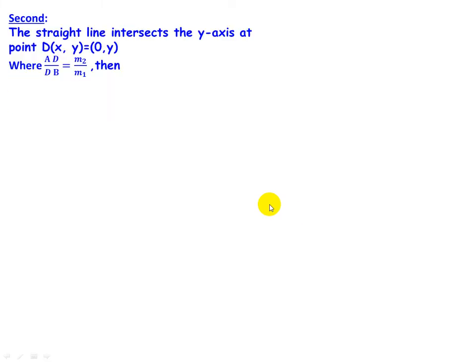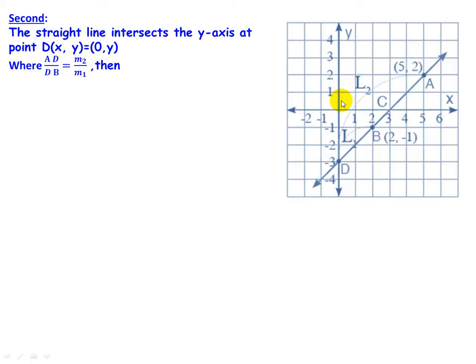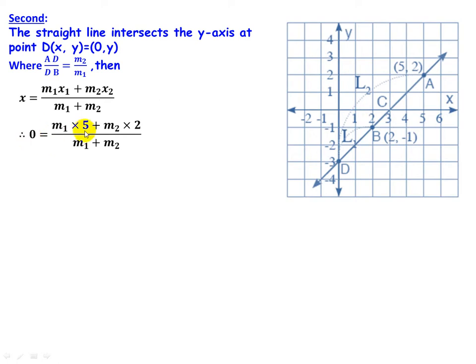Now we'll take the other point, which belongs to the y-axis, and as you know, any point belonging to the y-axis has x coordinate 0. So if the straight line intersects the y-axis at D, which equals (0, y), looking at the figure, vector AD over vector DB equals M2 over M1. For the point (0, y), I'll take the x coordinate, which is (M1x1 plus M2x2) over (M1 plus M2). 0 equals (M1 times 5 plus M2 times 2) over (M1 plus M2).